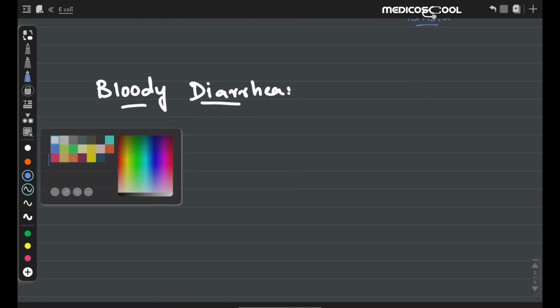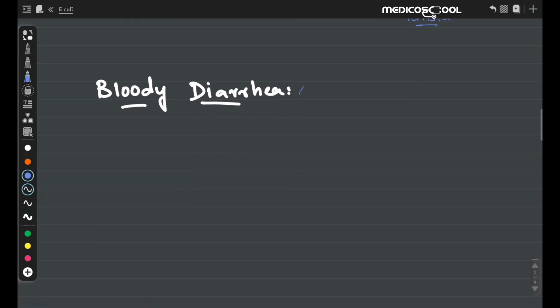So this bloody diarrhea is mainly caused by two strains of Escherichia coli. The first one is the enteroinvasive strain of Escherichia coli, which is also known as the enteropathic strain, and the second one is the enterohemorrhagic strain of Escherichia coli. The main reservoir of this enterohemorrhagic strain is the cattle, as we have already discussed in the epidemiology of Escherichia coli.